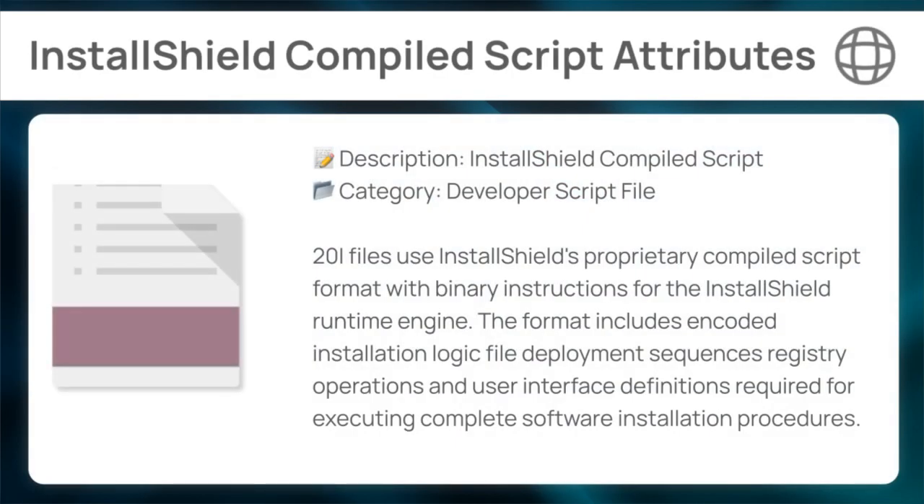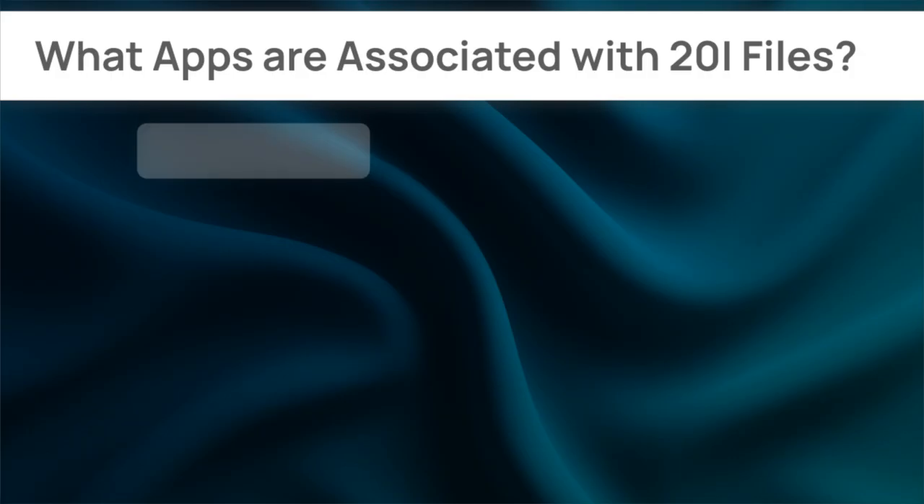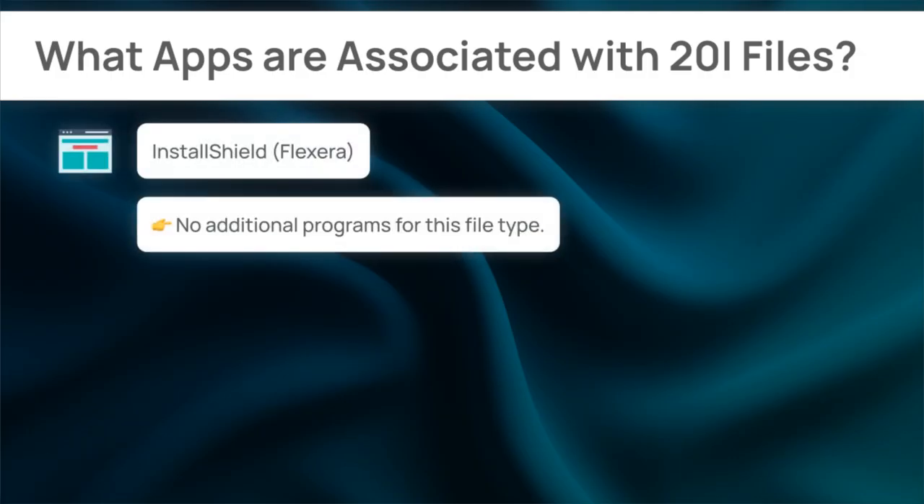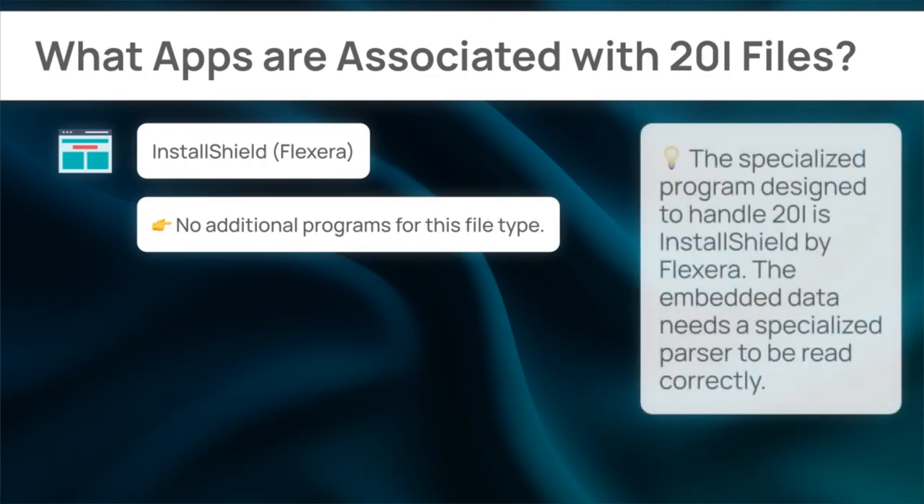2.0i files use InstallShield's proprietary compiled script format with binary instructions for the InstallShield runtime engine. The format includes encoded installation logic, file deployment sequences, registry operations, and user interface definitions required for executing complete software installation procedures. The 2.0i format has primary linkage to the InstallShield application by Flexera. The embedded data needs a specialized parser to be read correctly. Windows cannot interpret scripting languages automatically, requiring the proper toolset.